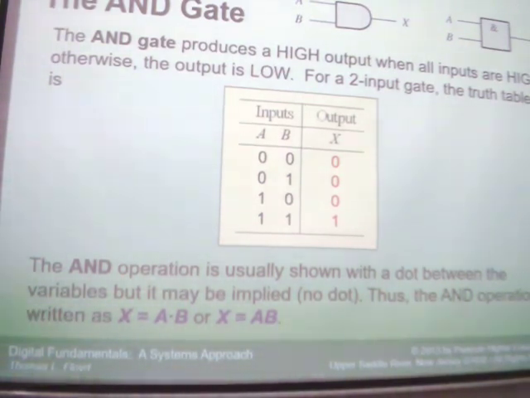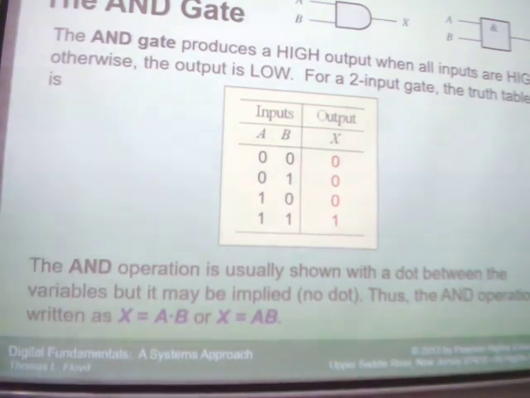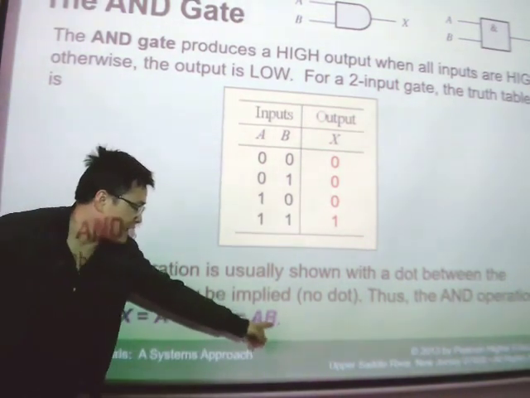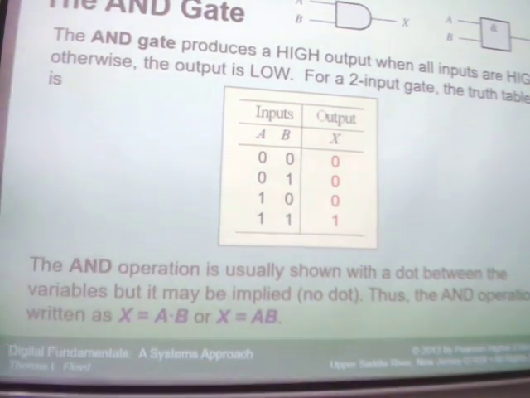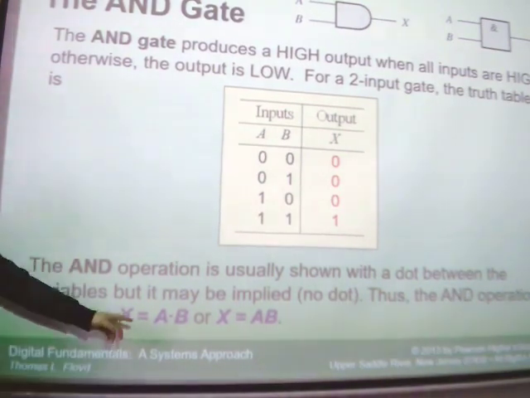The AND operation is usually shown with a dot between the variables. Use a dot like this, but it may be implied. So we can ignore the dot. Thus, the AND operation is written as AB, like this. The dot can be omitted.